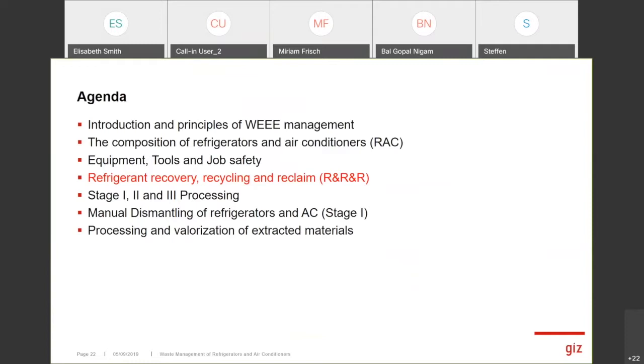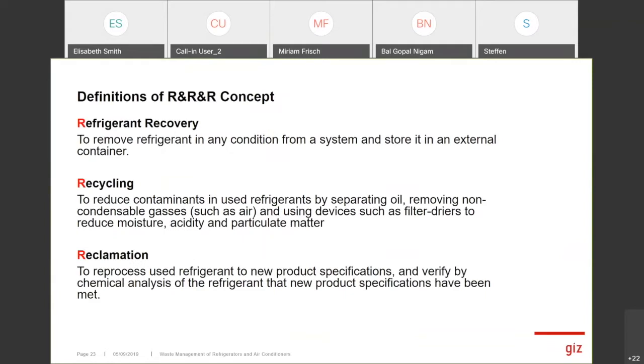Our agenda again, well, we have now more insight for the refrigerant recovery, recycling, and reclaim, the RRR concept. First of all, definitions of that. What is the meaning of refrigerant recovery, recycling, and reclamation, whether in the field or stationary in a workshop or in a WEEE waste processing facility.